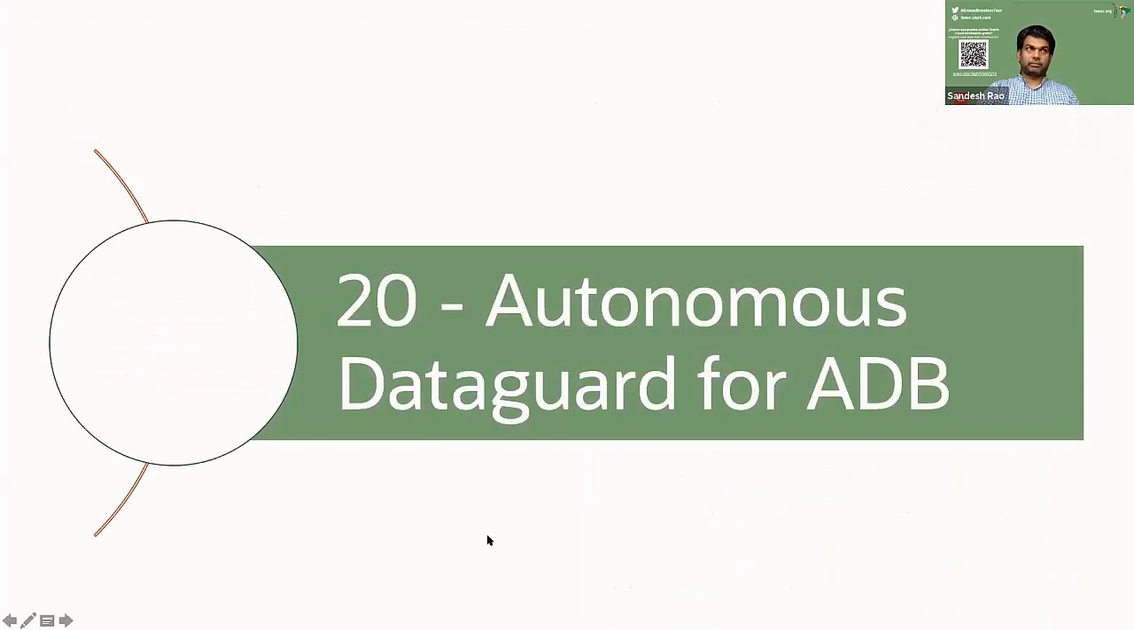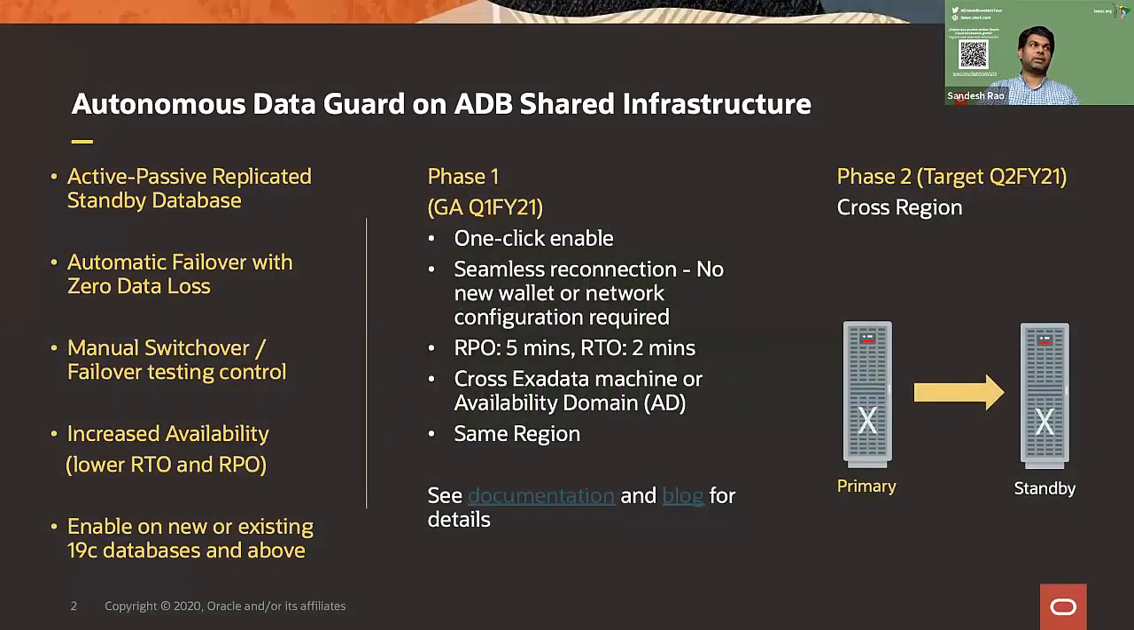Last feature, number 20, autonomous Dataguard for ADB. This is a feature that was recently released. It provides Dataguard functionality. It provides automatic failover with zero data loss.